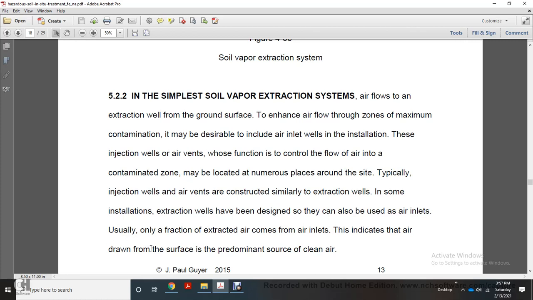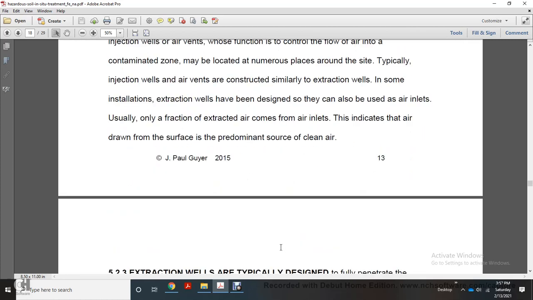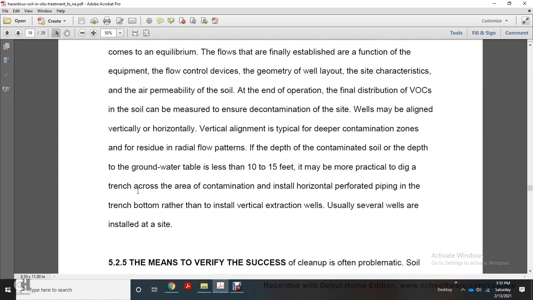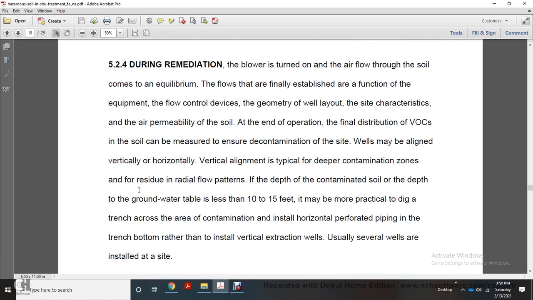That indicates the air from the surface is the predominant source of clean air. Extraction wells are typically designed to fully penetrate the unsaturated zone and capillary fringe. Extraction wells usually consist of slotted plastic pipe placed in permeable packing, sealed near the surface to avoid short circuiting. During remediation, the blower is turned on and the airflow through the soil will come to equilibrium.